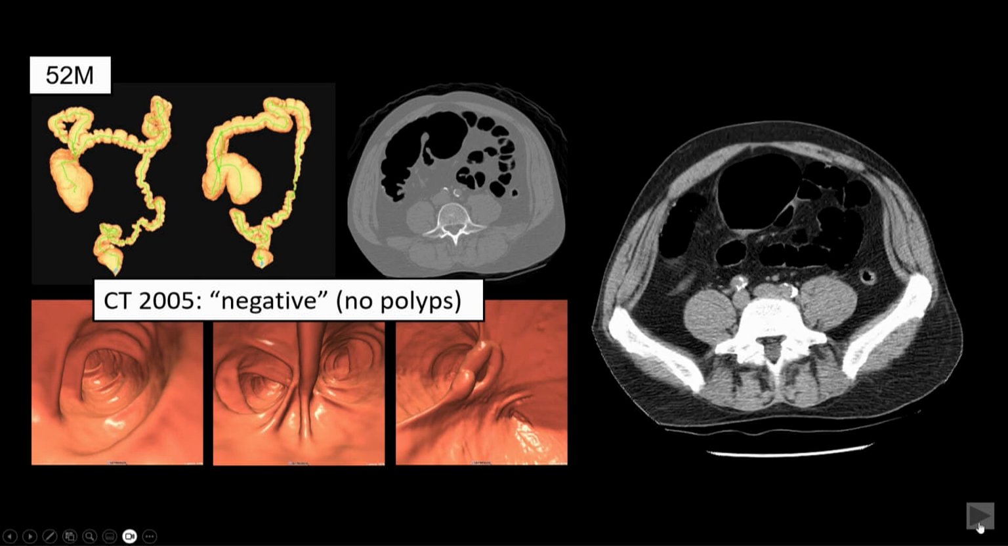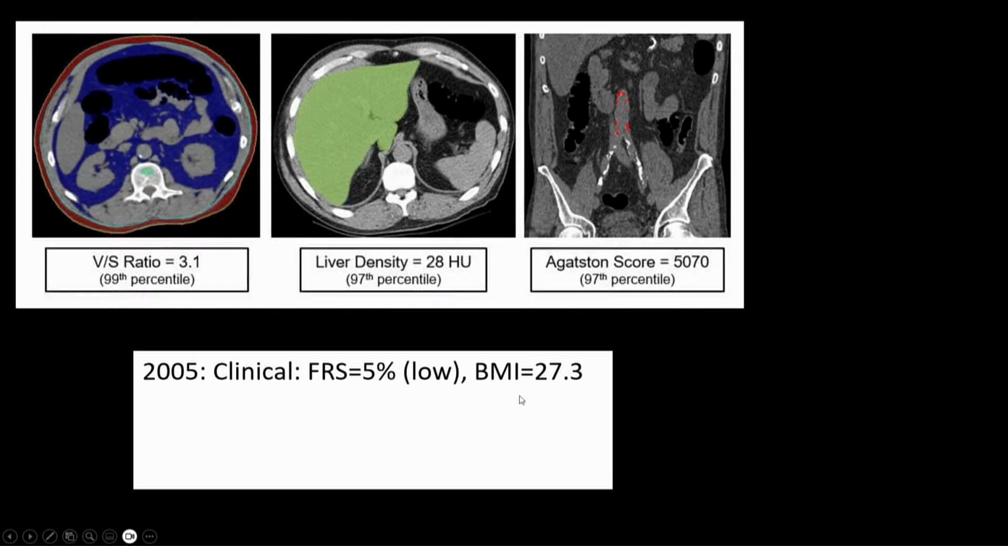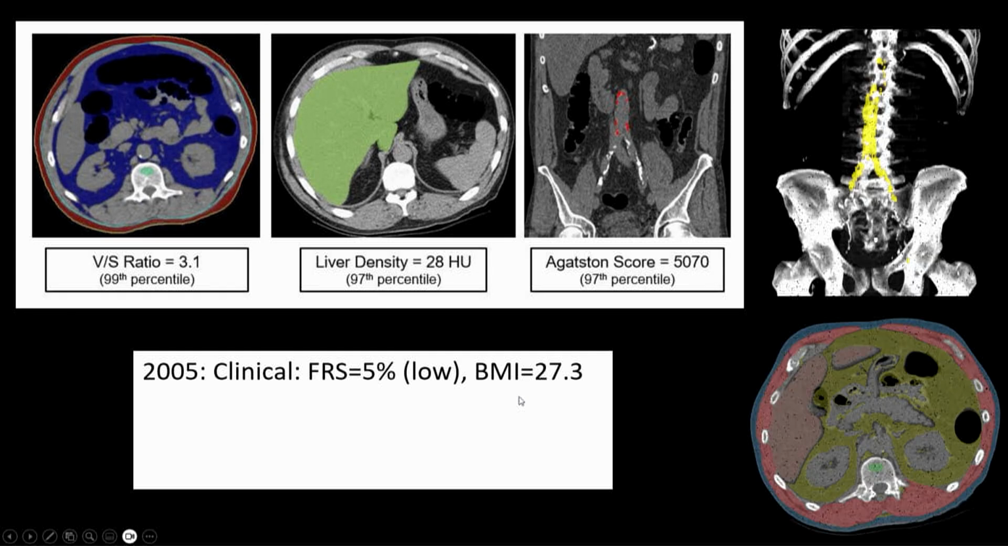So how did he do? He was presumably healthy. His Framingham risk score was low, risk of 10-year event, 5%. He was barely overweight, which is probably lower than average for our population. But he was a metabolic disaster, basically, in terms of the amount of visceral fat, liver fat, aortic calcium. And again, this is how we look at it now.